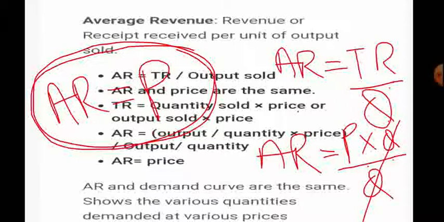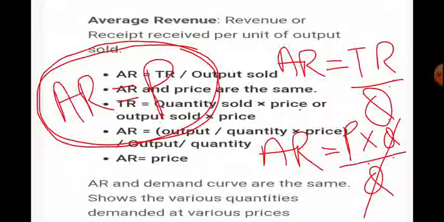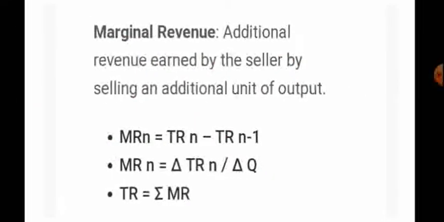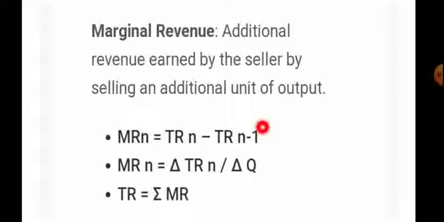The same relationship is shown by average revenue curve. So we can say average revenue curve is similar to the demand curve of the firm. We will discuss this in detail later. Now, what about the marginal revenue? As we have already studied, marginal revenue refers to the additional revenue or change in total revenue by selling an additional unit of output. It refers to the additional revenue earned by the seller by selling an additional unit of output.